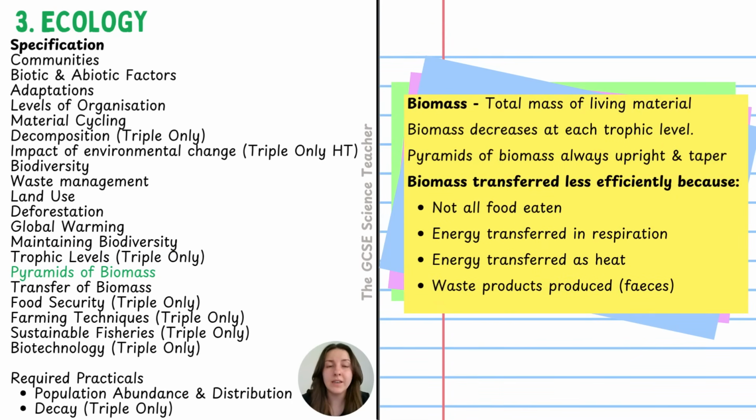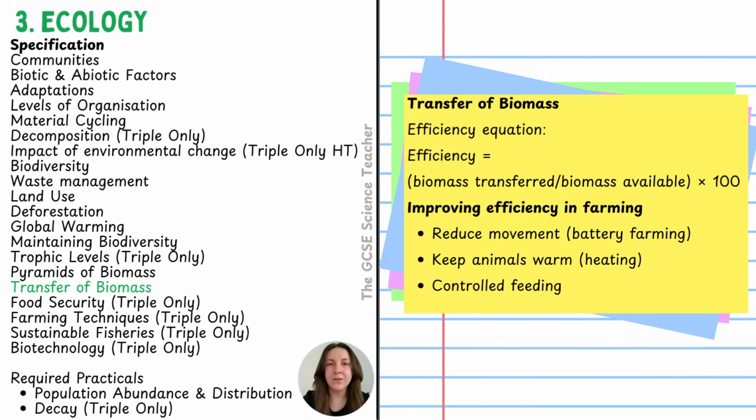Biomass can actually decrease at each trophic level, and pyramids of biomass are always upright and tapered in a pyramid shape. Biomass is transferred less efficiently because not all the food is eaten. Energy is transferred in respiration, and this is transferred as heat usually, and waste products are produced such as feces. We can calculate the transfer of biomass using an efficiency equation.